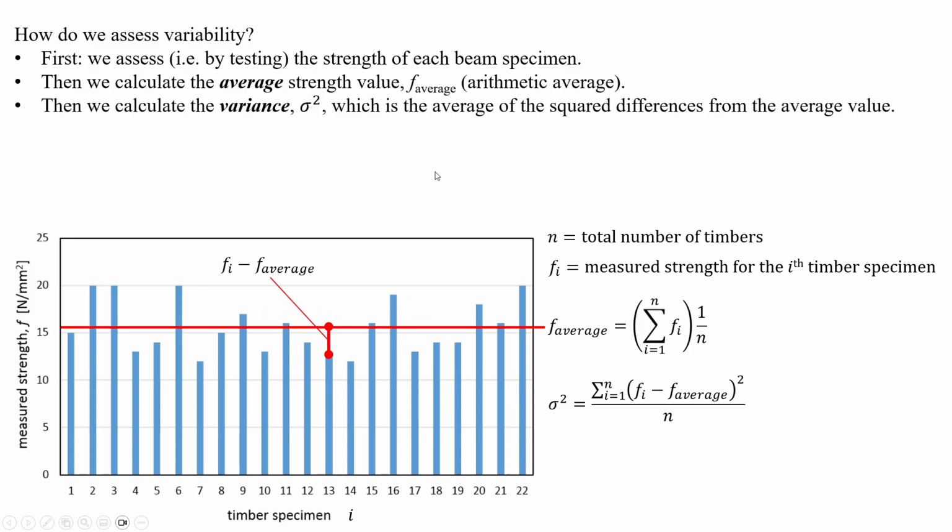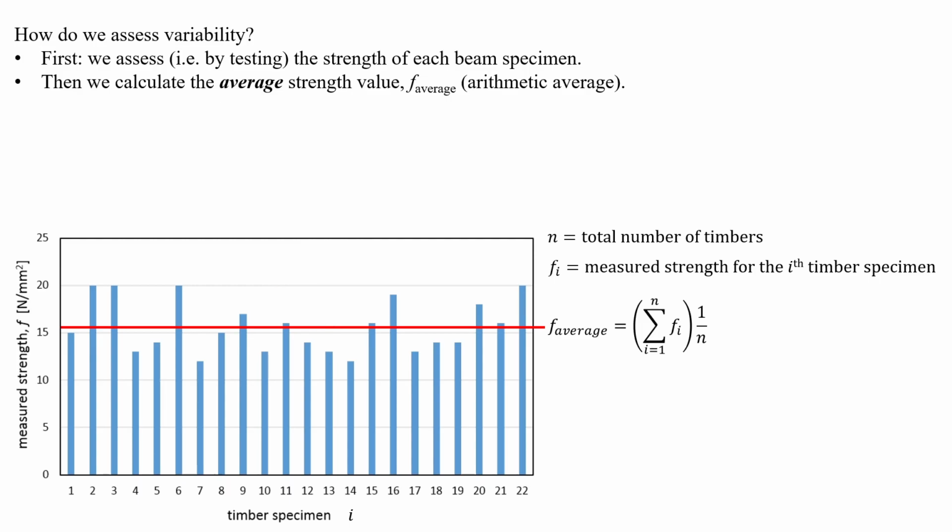We were talking just now about how to find the standard deviation. We'll go back a couple of slides. N is the total number of samples, 22. Fi is the measurement for the individual specimen. We'll look at specimen 13 for now.